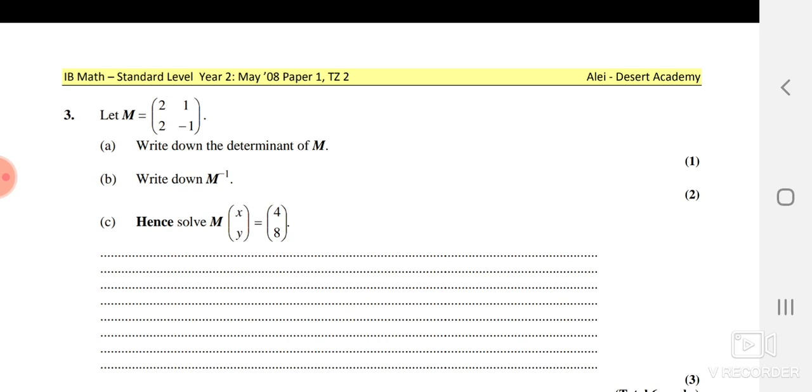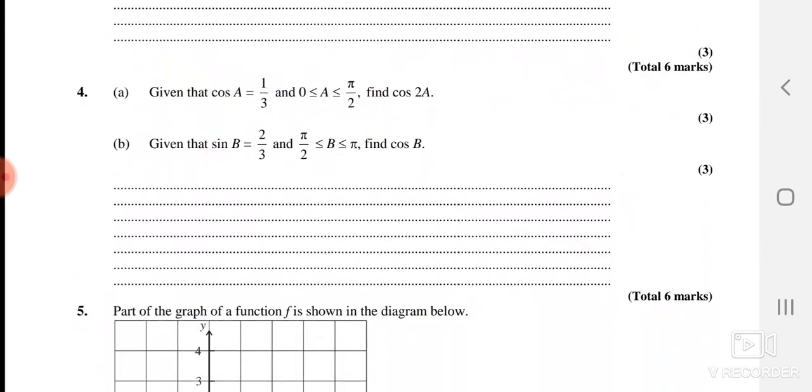And next, you can calculate M by using this one and multiplying it with (x, y) and just simplifying, and you can get the answer. Otherwise, you can also do that by multiplying M inverse with the (4, 8) matrix. It's up to you. You can do that question. And in the same way, I'm moving toward question 4.